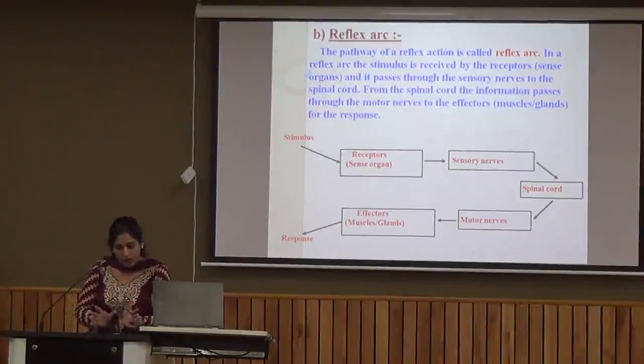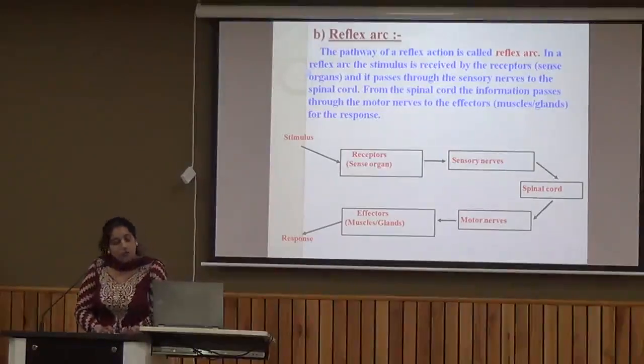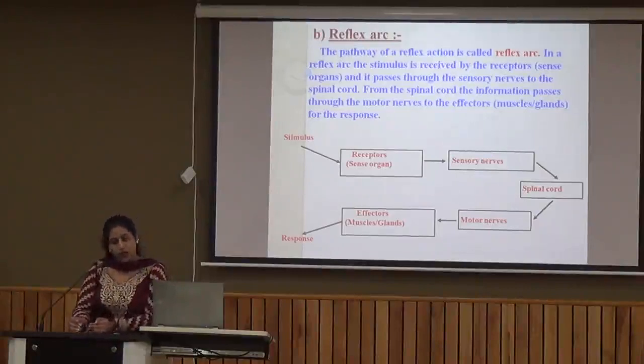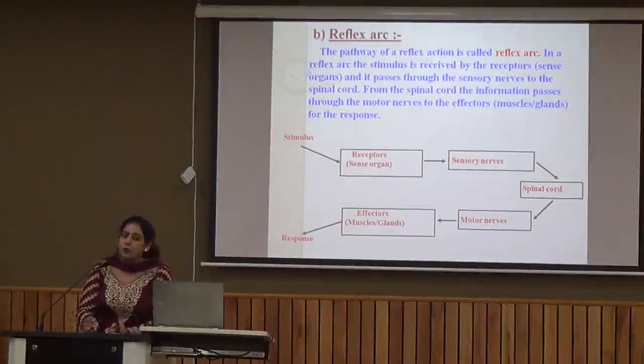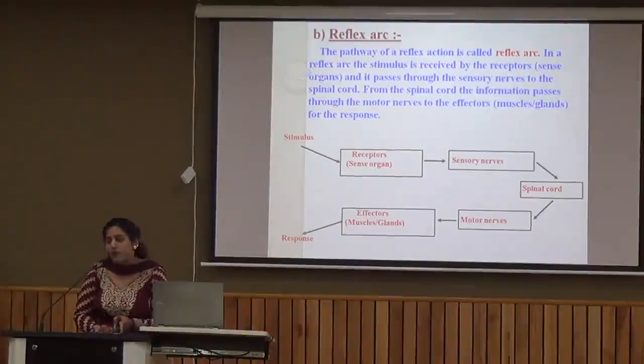Now have a careful look at this flow chart. Stimulus. Stimulus can be anything. It can be a touch, a bright light, or a very strong sound as well. Receptors, I told you, are the sense organs, present inside the 5 types of receptor. Then sensory nerves. From stimulus to the receptor, then the sensory nerves, then to the spinal cord. From the spinal cord to motor nerves. If you remember, motor nerves are responsible for sending signals to effectors, which are mainly muscles and glands, which have to respond.